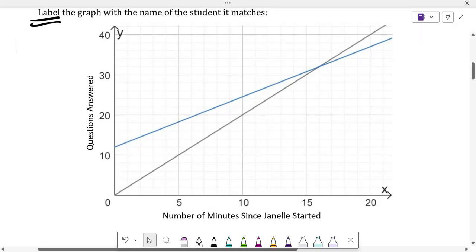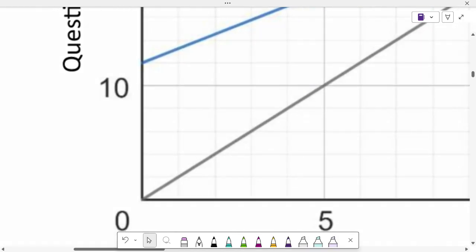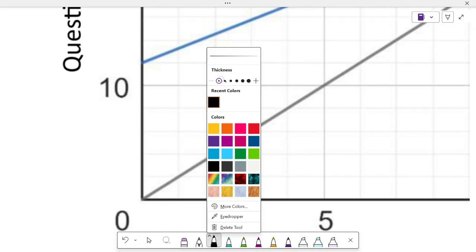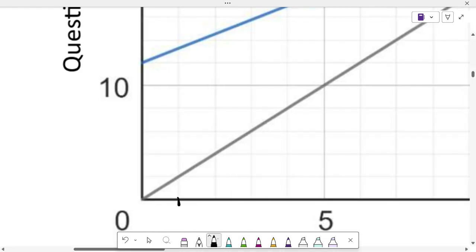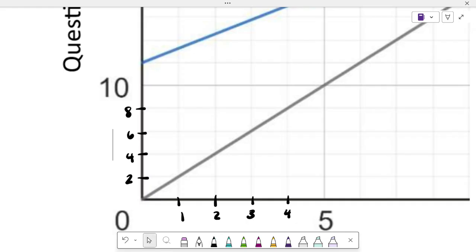If you zoom in, you can see that the scale on the x's is our minutes, going up by ones. Our y's are our question numbers, and it's going up by 2s. So it looks like we've got one of them starting at 0 and the other one starting at 12.